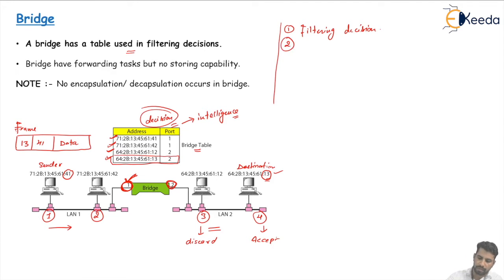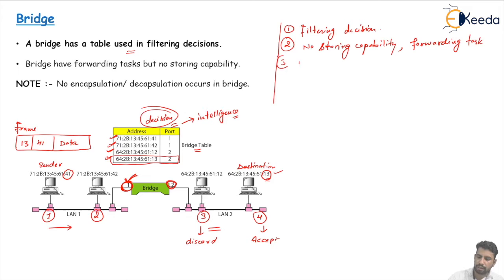Now, the second point here is the same as this. Bridge also has no storing capability. They just see the packet header and the corresponding destination physical address, and forward the packet. They only do the forwarding task, no storing capability.